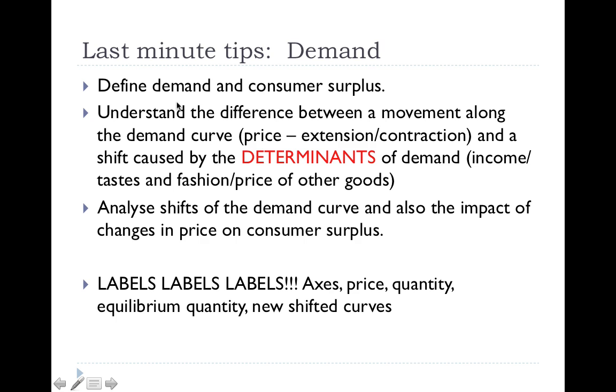Same advice I'm about to give you for demand, I want you to consider for supply. All right, define it and the surplus attached. So this one's consumer surplus, supply is producer. Understand the difference between a movement along and a shift. Analyze the shift and show what happens. And label to death. Right? Make sure you label everything super accurately. Because if you're not labeling accurately, you're throwing away points.